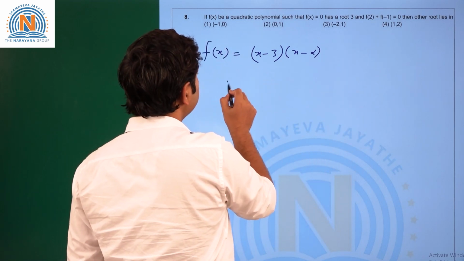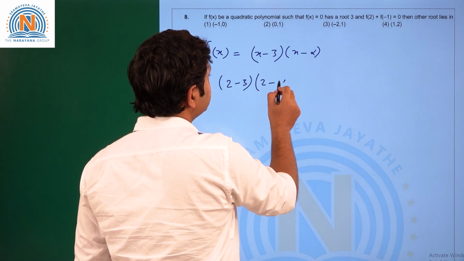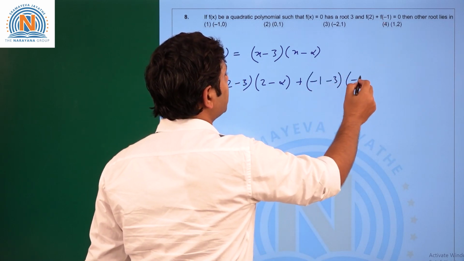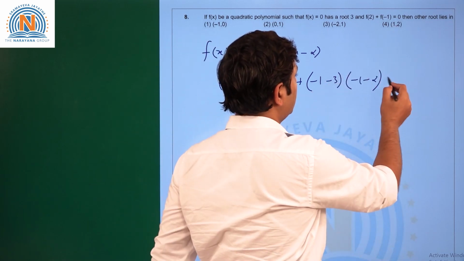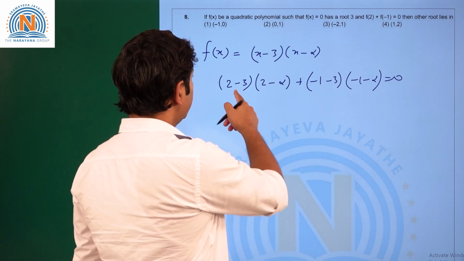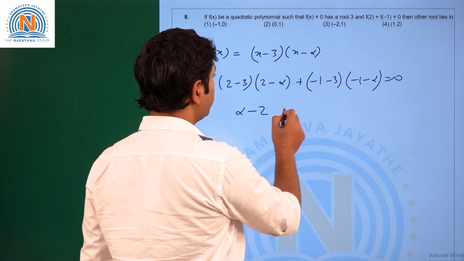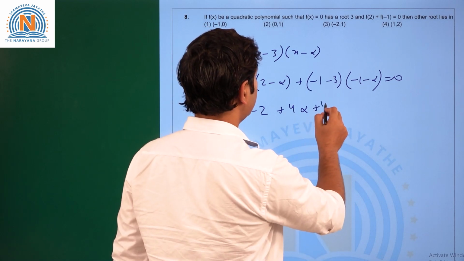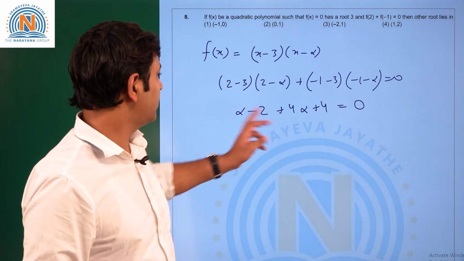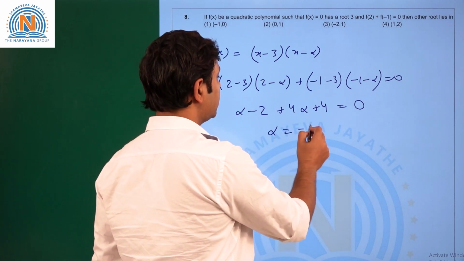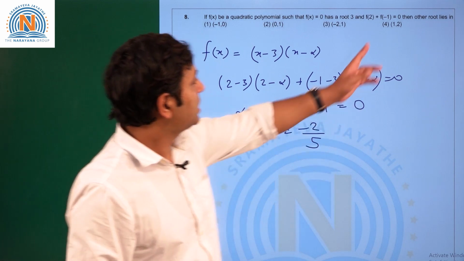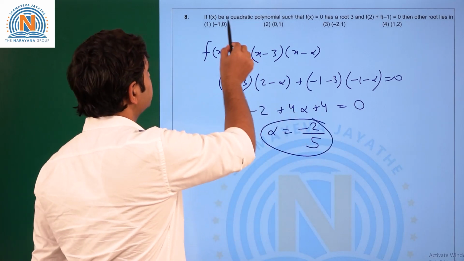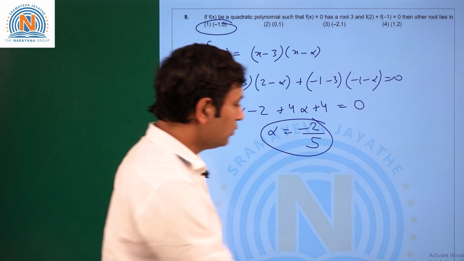What is f(2)? f(2) is (2 minus 3)(2 minus alpha), plus f(minus 1). What is f(minus 1)? (Minus 1 minus 3)(minus 1 minus alpha) is 0. We find the value of alpha from it. How much is it? It is alpha minus 2 plus 4 alpha plus 4 is equal to 0. From here we know alpha is minus 2 by 5. Now, alpha is the other root, which of these intervals does it lie in? Clearly, this number lies in this interval. We'll mark that and we'll move on to the next question.